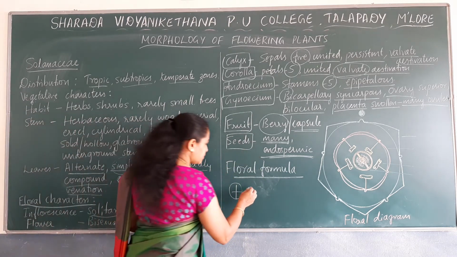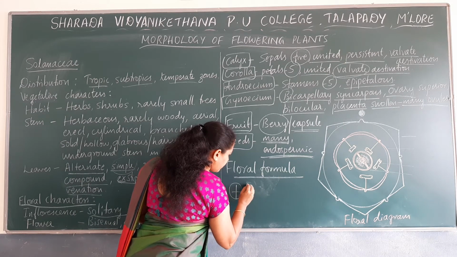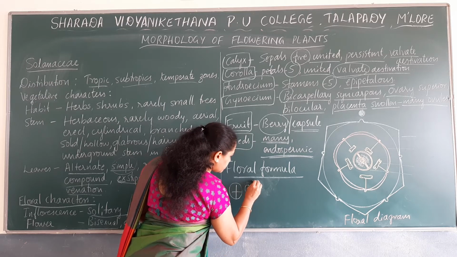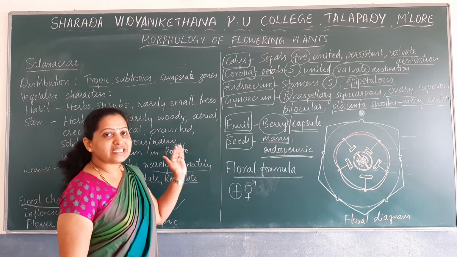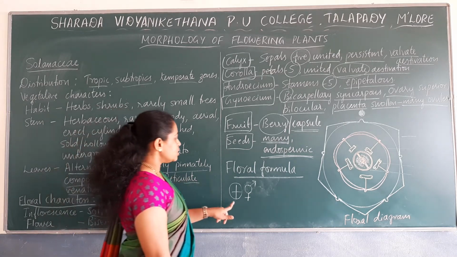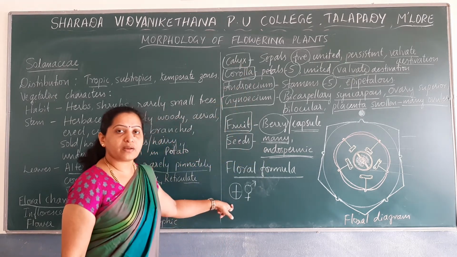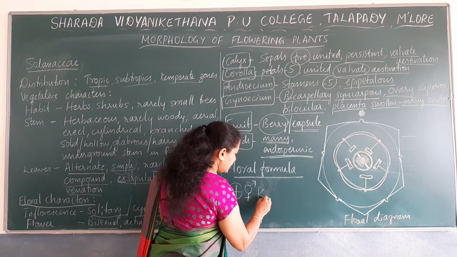Flowers are bisexual. So note down the symbolic representation of bisexual. Bisexual is represented like this. Then we have to note down the symbolic representation of each whorl. So first we have to note down about the calyx. What is the symbolic representation of calyx? K. Calyx is represented by K.